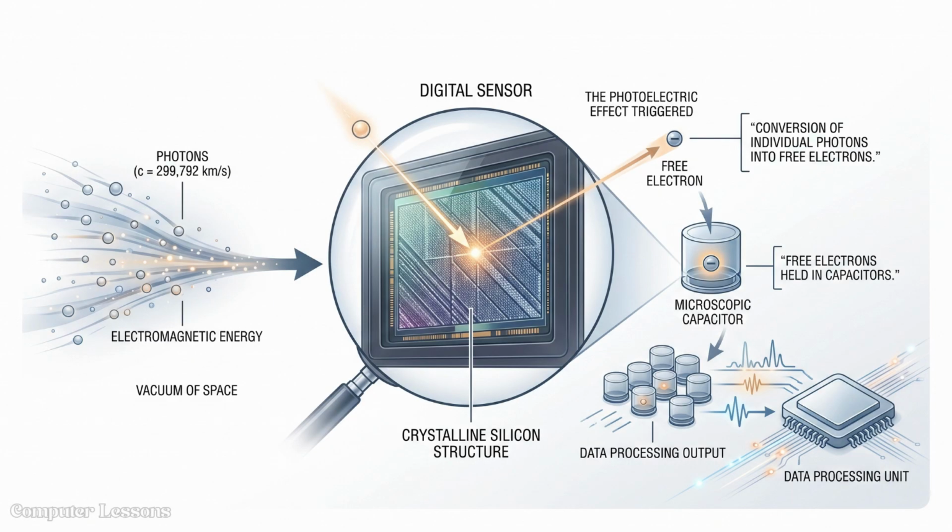Light consists of photons carrying electromagnetic energy through space at the maximum physical speed allowed by the universe. When these particles strike a digital sensor, they trigger the photoelectric effect within the crystalline silicon structure. This process converts individual photons into free electrons held in microscopic capacitors for data processing.